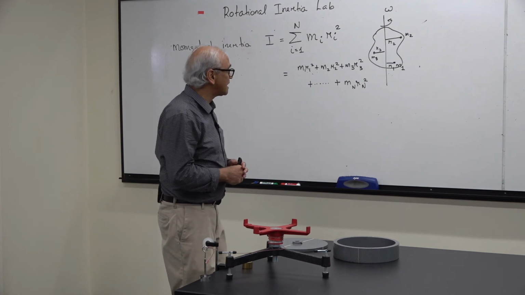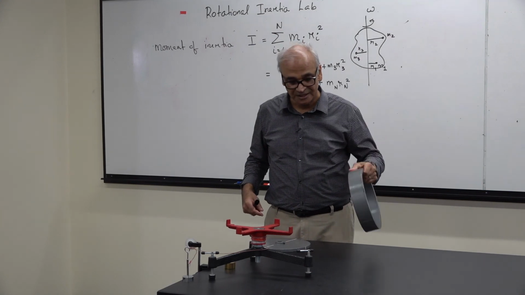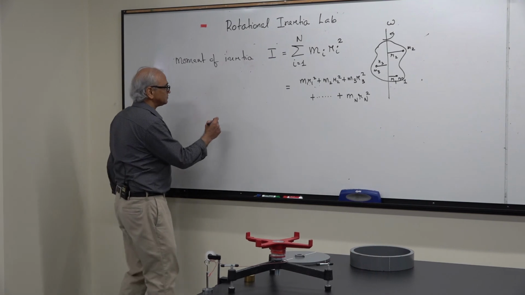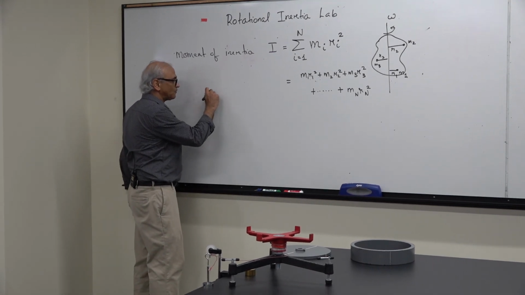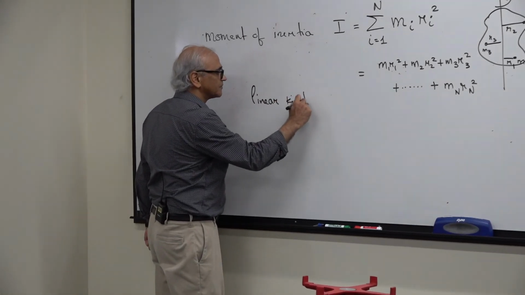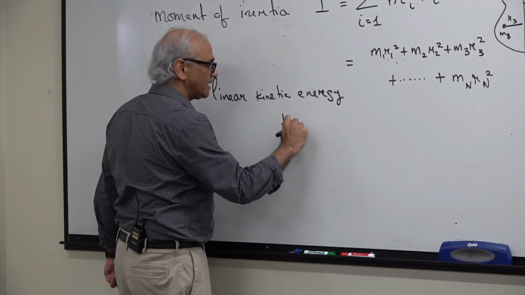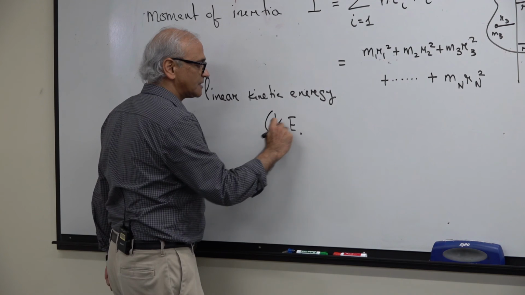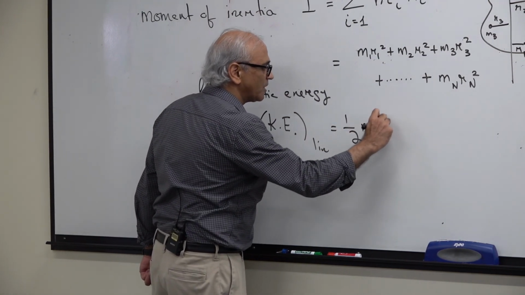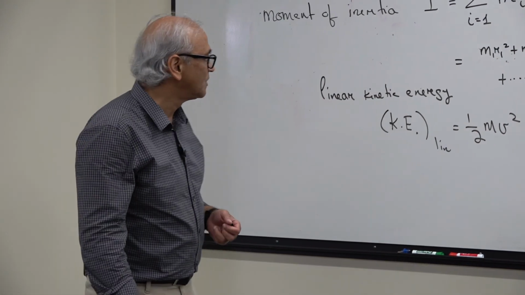So in today's lab, what we're going to do is measure the moment of inertia of these guys. A couple of things I should also remind you is that if I have a linear kinetic energy, by that I mean we write this KE, let's say KE linear, and we know this is half mv squared, mass times velocity squared. We know that by this time very well.